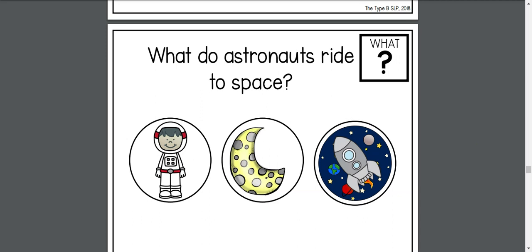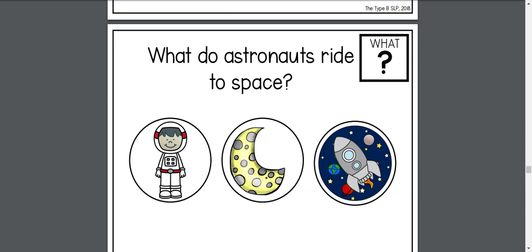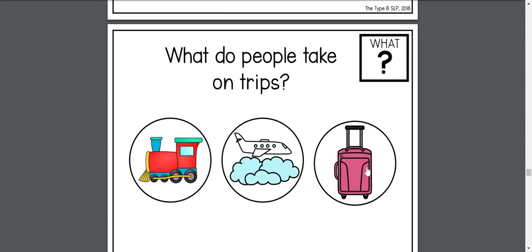What do astronauts ride to space? Do they ride on the astronaut, the moon, or do they ride a rocket ship? Yep, you're right. They ride a rocket ship. What do people take on trips? What do you have to take with you if you're going to go on a trip? Do you take the train with you? Do you take an airplane with you? Or do you take a suitcase with you? You can pack a suitcase.